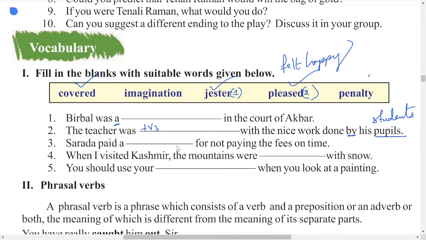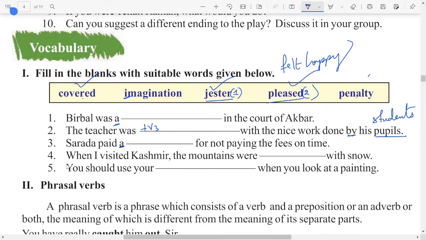Next, Sharda paid a dash for not paying the fee on time. Sharda paid a dash. After A we need consonant. So third one is over, and also fourth one is over. Only 1, 2, 3 are there. And here after A we need consonant sound, but again this is vowel sound. So only 2 are remaining, covered, another one is penalty. So Sharda paid a covered for not paying the fee, or Sharda paid a penalty. Which one do we use? When we pay late fee, we get penalty. That is the third option.